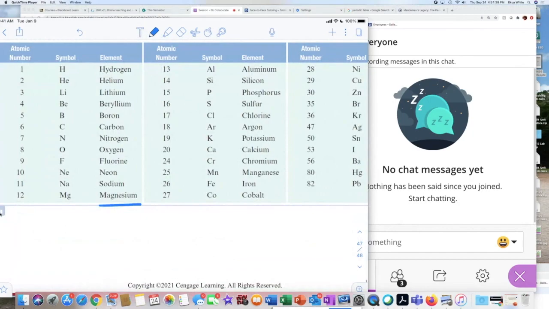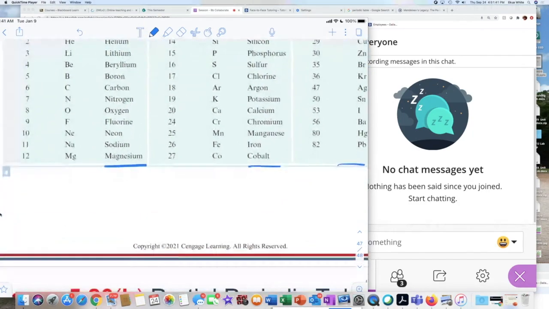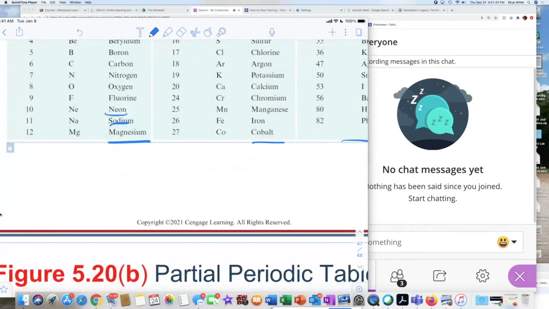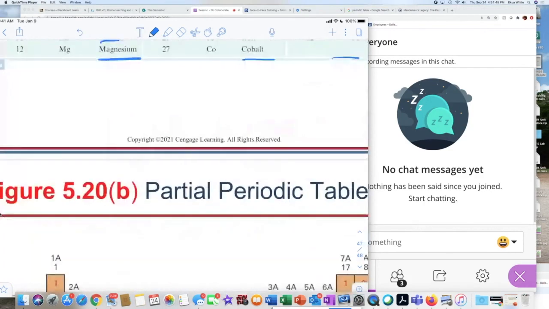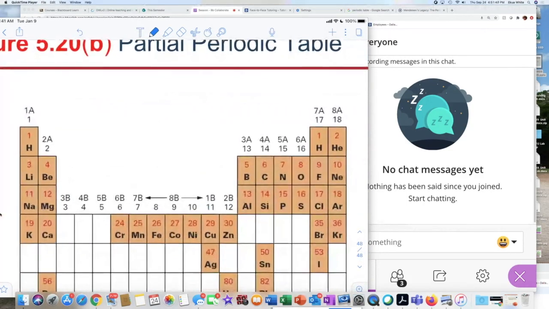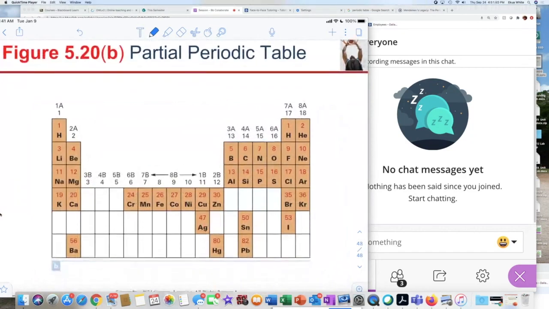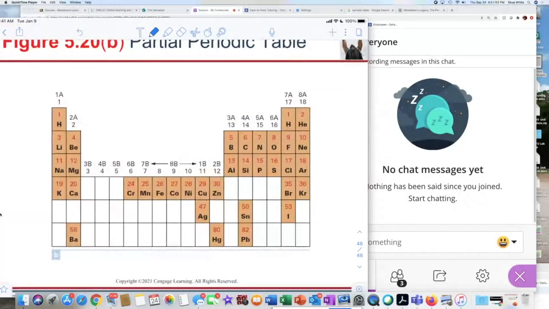Please don't forget these things, because you really want to know what these elements are, as they're going to keep referring to them later on. Okay. So this slide here shows you the partial periodic table. So for it to make sense in the storyline, remember that all the elements were not discovered in a short period of time. It took years.